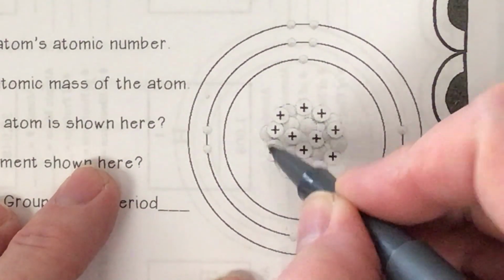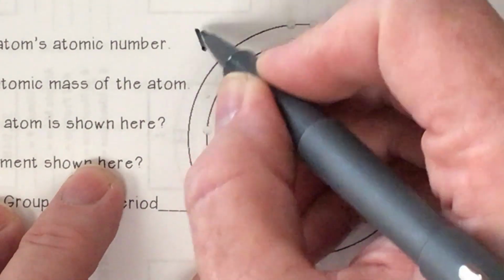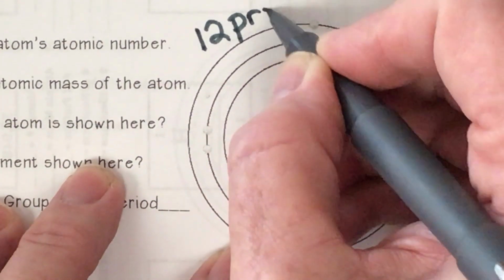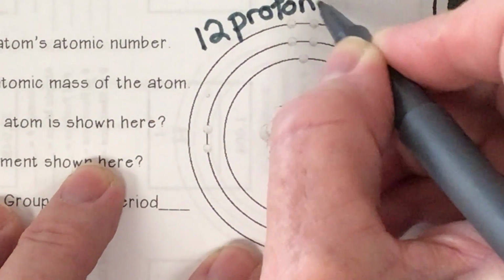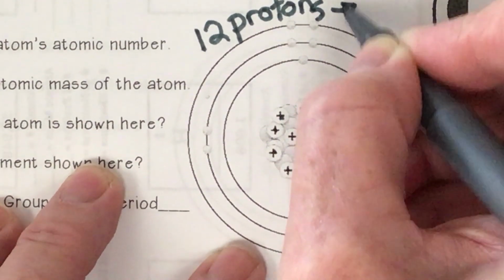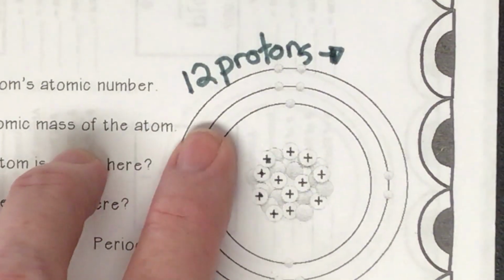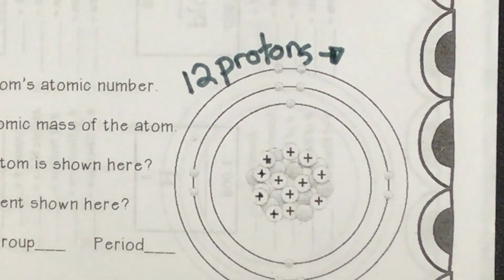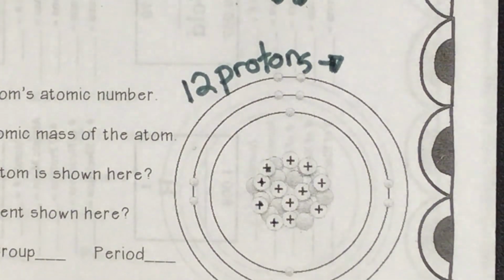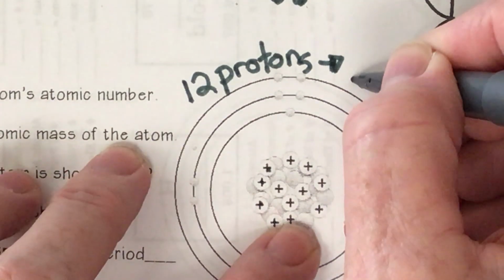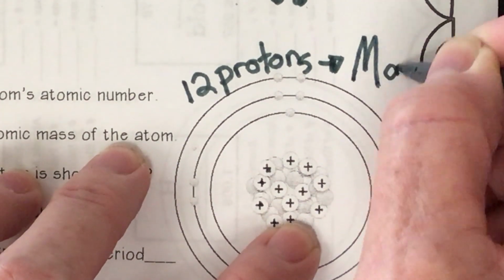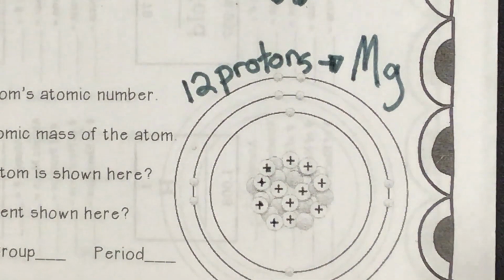All right, last one. I counted, just to save a little time, there are 12 protons. Now you guys can look at the periodic table. Can you tell me the symbol for this element? Okay, Mg. So the element is magnesium. It has 12 protons. How many electrons, everybody? 12. We've got to balance those out. We've got to have a neutral atom.